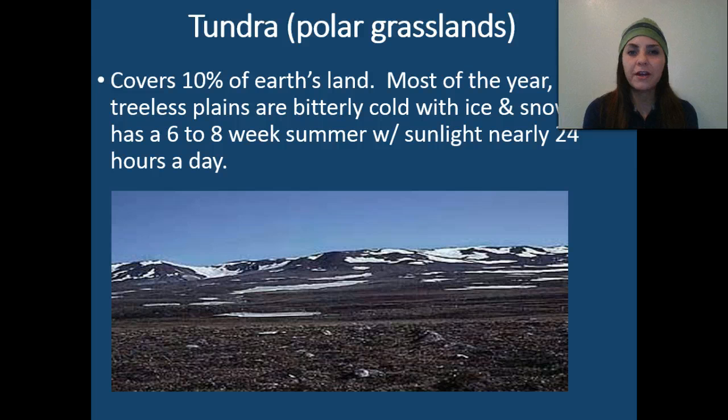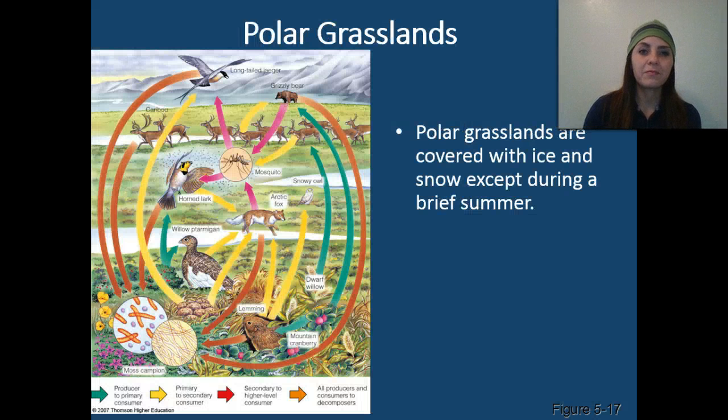So the tundra are classified as polar grasslands, and this covers about 10% of Earth's land. Most of the year, these treeless plains are very, very cold, and they have lots of ice and snow. It has a very short summer, 6 to 8 weeks, where you can have sunlight 24 hours a day. And then in the winters, you'll see darkness a lot of the time. In the polar grasslands, they're covered with ice and snow most of the time, aside from the very, very small summer. So you'll see a lot of animals in this region that will migrate into and out. Not a lot of animals stay there year-round.